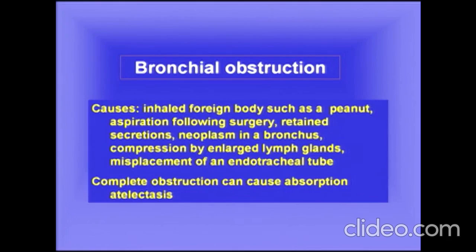And occasionally an endotracheal tube is misplaced. It's pushed down beyond the carina and ends up in the right or left main bronchus, usually the right main bronchus perhaps. Now, an important feature of bronchial obstruction is that it can cause absorption atelectasis. And I want to finish by just telling you about the mechanism of that.